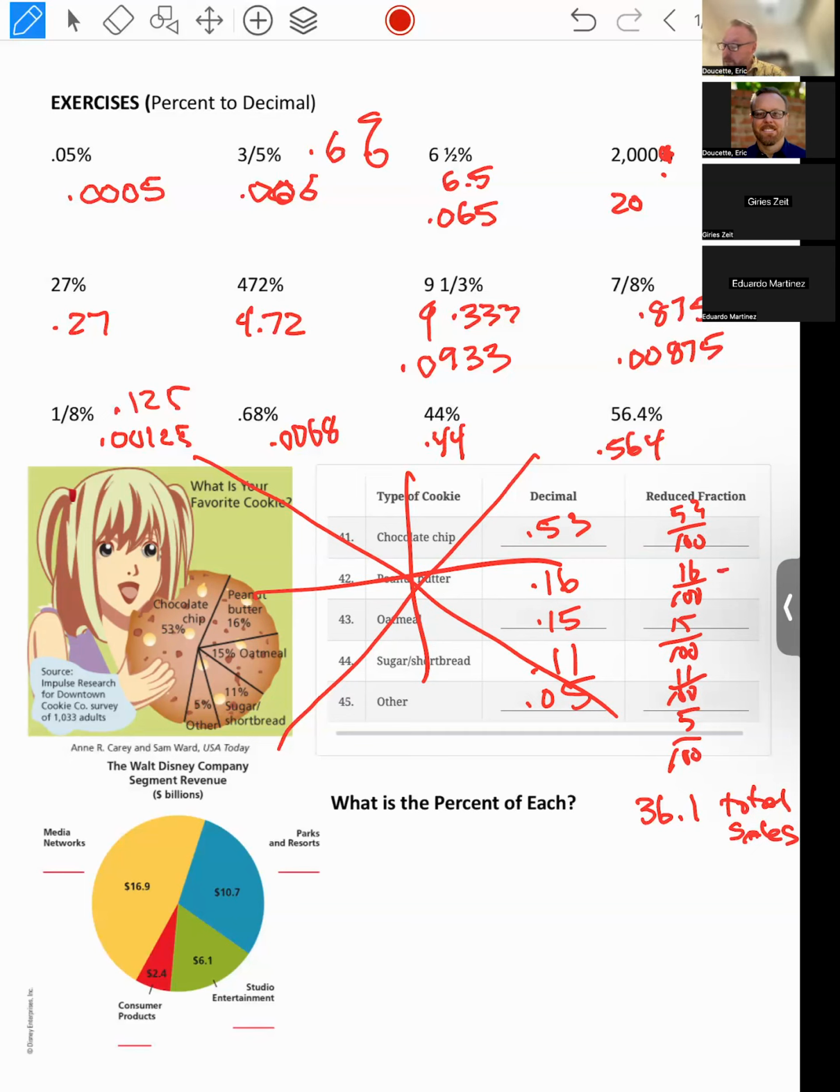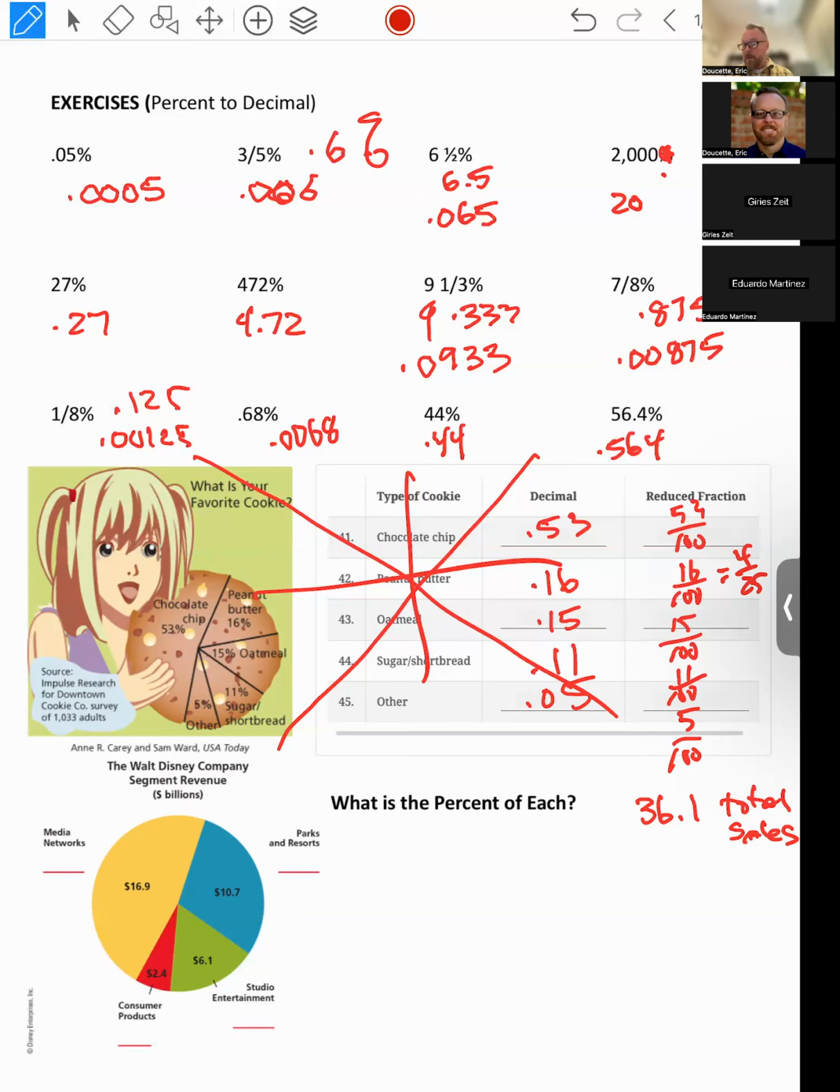Like for instance, this one here is 4/25. But I don't really care about that. What I care about is the one below it. So this is Walt Disney's company, and if you add all of them up, you get the total number of sales. So if you add 16.9, 10.7, 6.1, and 2.4, they have total sales for all of their different departments of 36.1 billion.